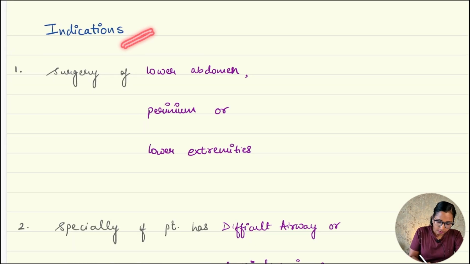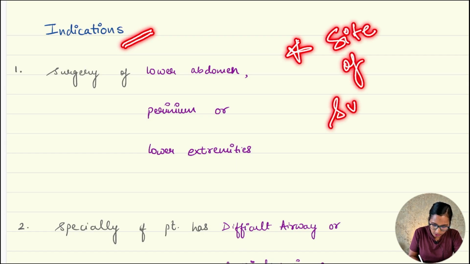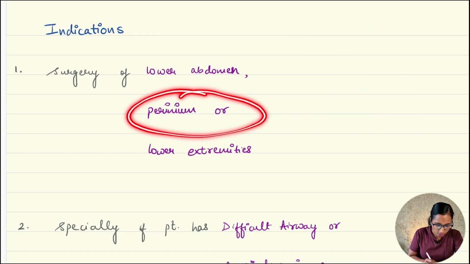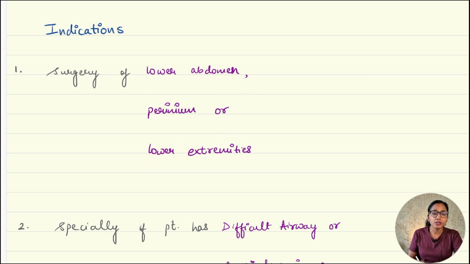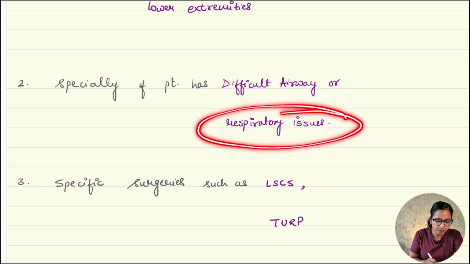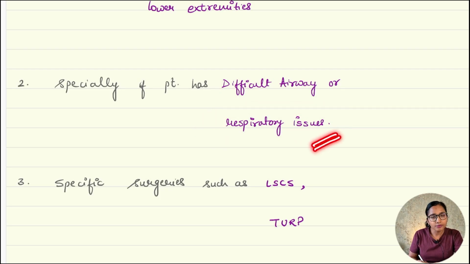Indications. The most important point for indications is the site of surgery. So, surgery of the lower abdomen, surgery of the perineum, or surgery of the lower extremities. In these cases, we can use neuraxial blockade, spinal or epidural. It becomes more important if the patient has a difficult airway, decreased mouth opening, is a post-commando patient, or has a respiratory issue such as severe asthma or COPD.